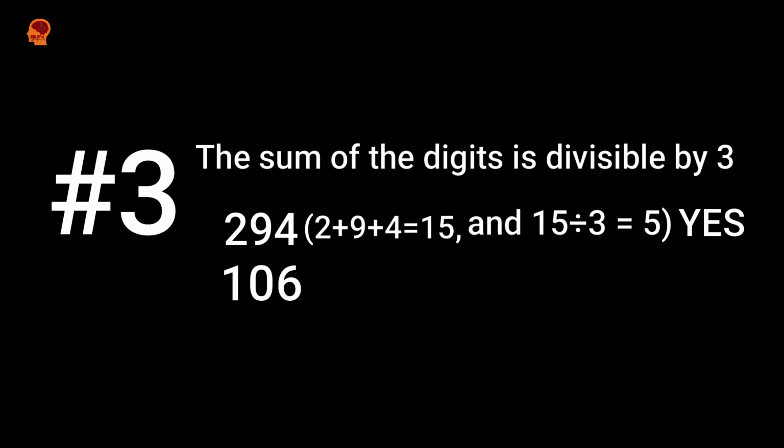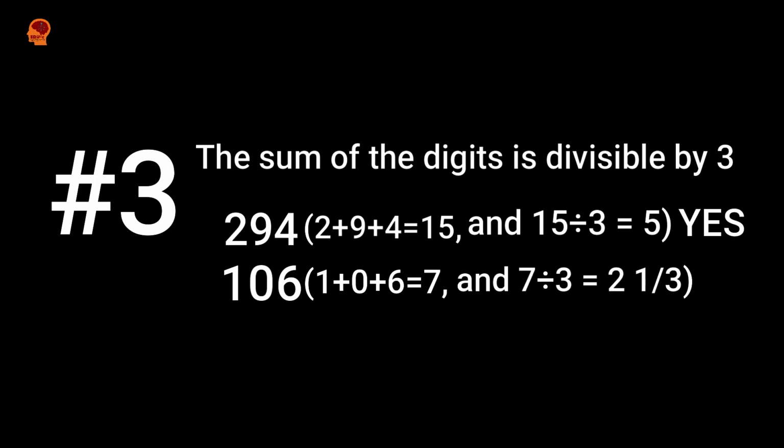Okay, let's look at another one. 106. So when you have 106, you're going to add the digits together. You're going to have 1 plus 0 plus 6, and that gives 7. 3 won't divide 7 evenly. There's going to be a remainder. So that number 106 isn't divisible by what? 3.